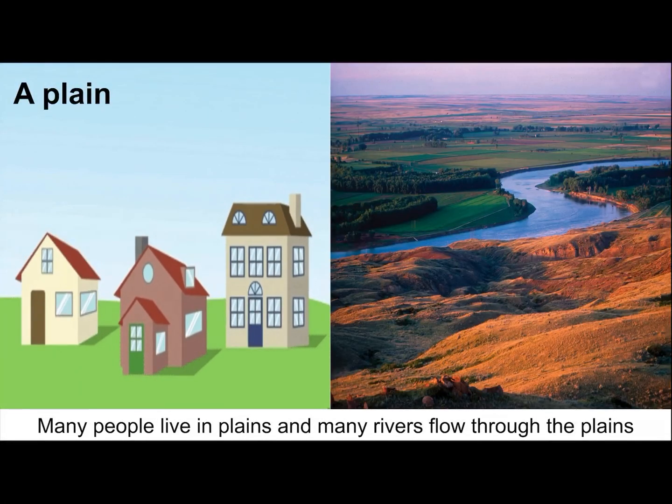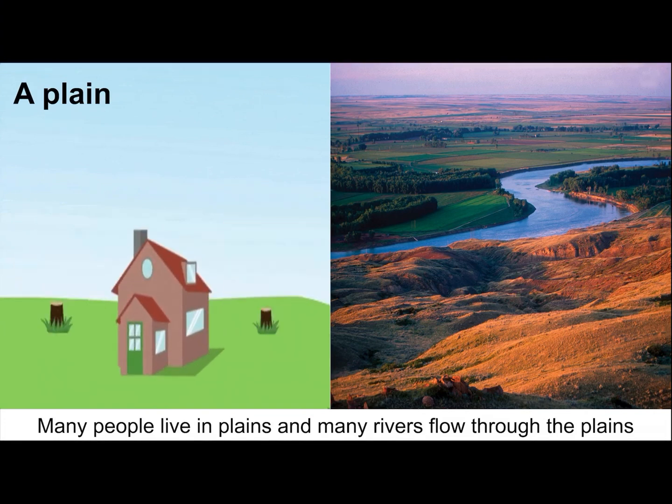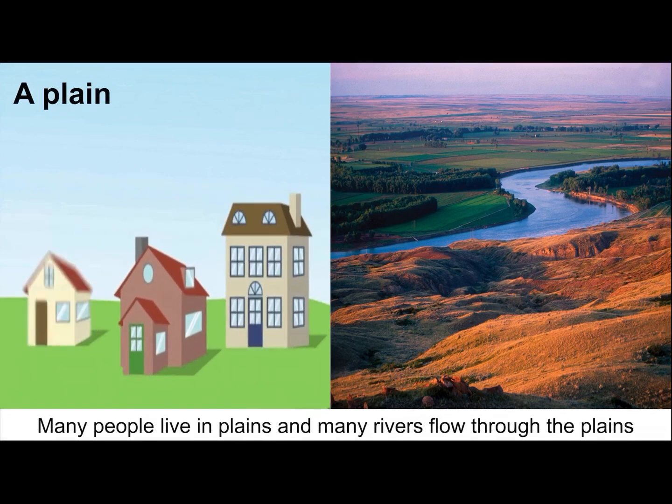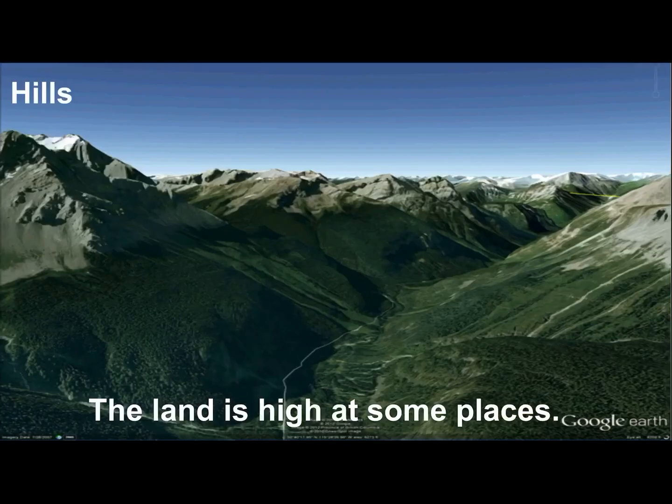Many people live in plains and they grow crops, fruits and vegetables. Many rivers flow through the plains. Plains have forest, animals and trees also.